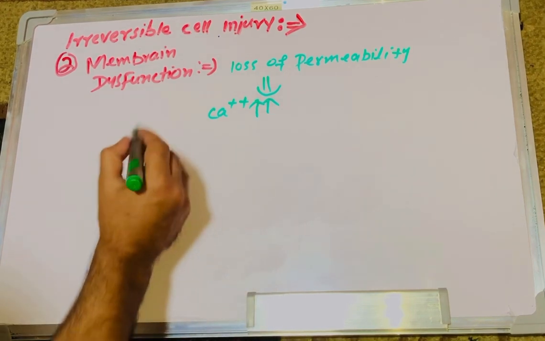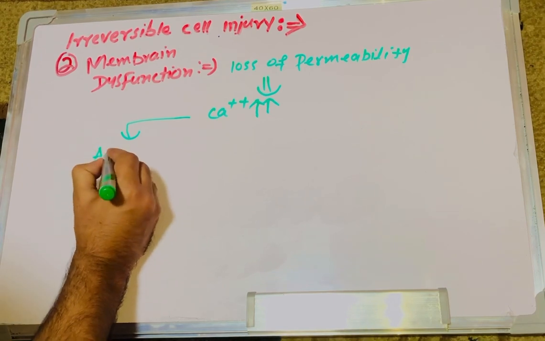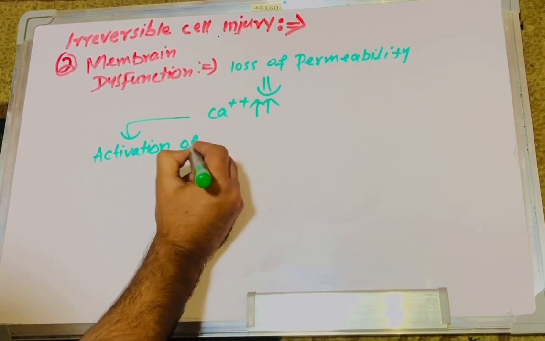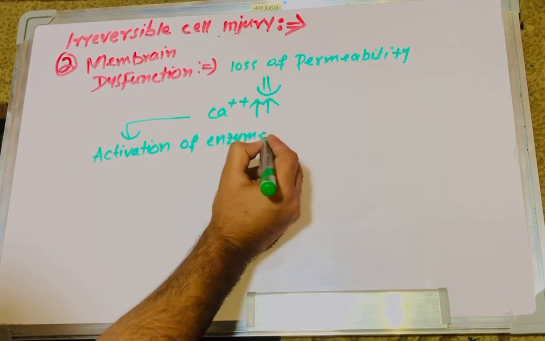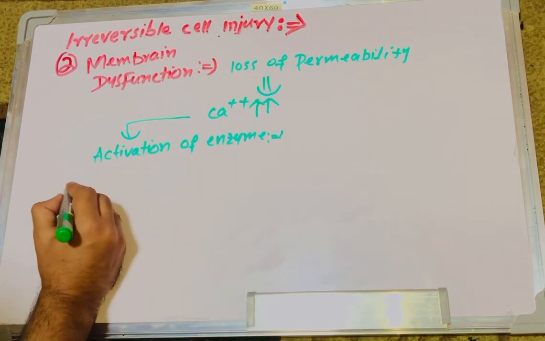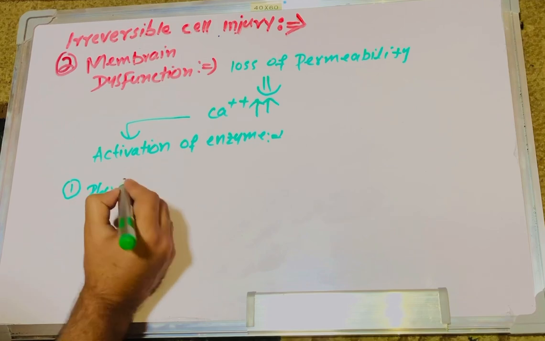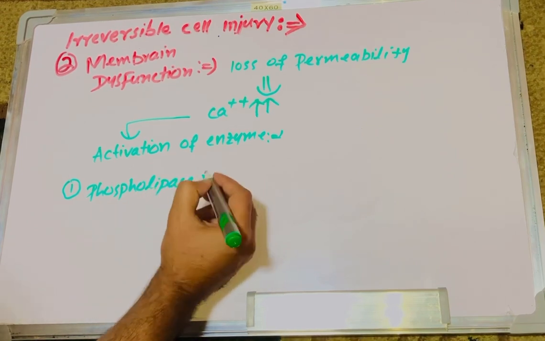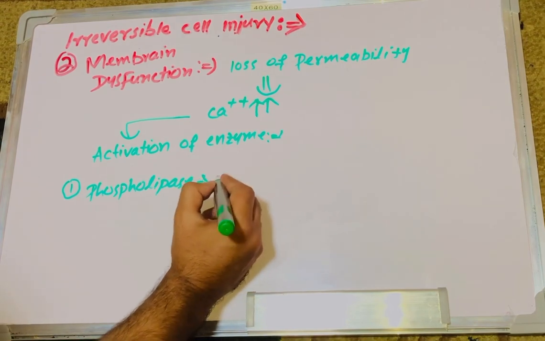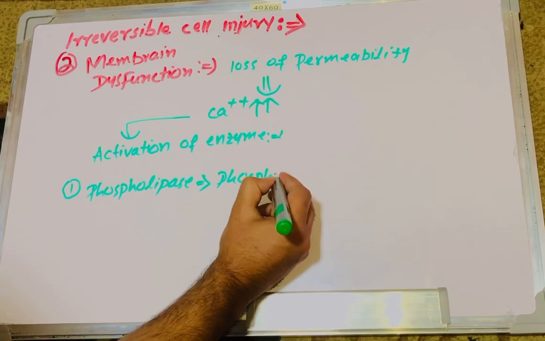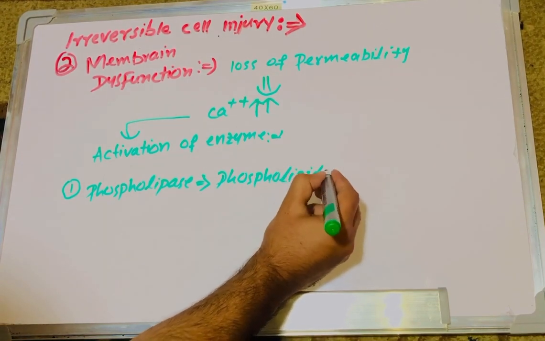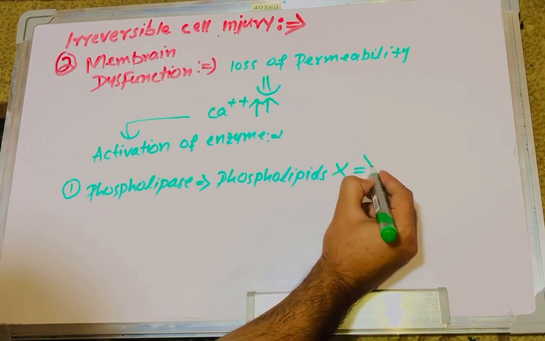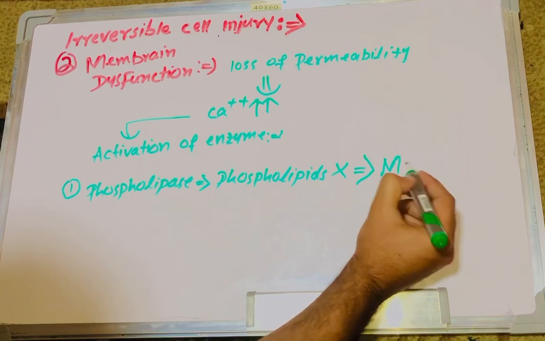When cytosolic calcium increases, it leads to activation of certain enzymes inside the cell. What are those enzymes? Number one is phospholipase. Due to increased calcium level, phospholipase gets activated. What is the function of phospholipase? Phospholipase breaks down phospholipids. And when phospholipid breakdown occurs, it leads to the formation of myelin figures.